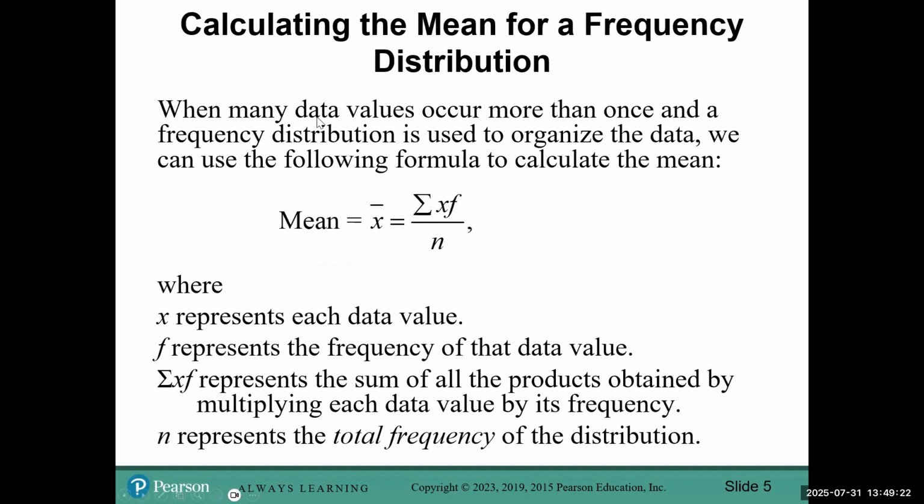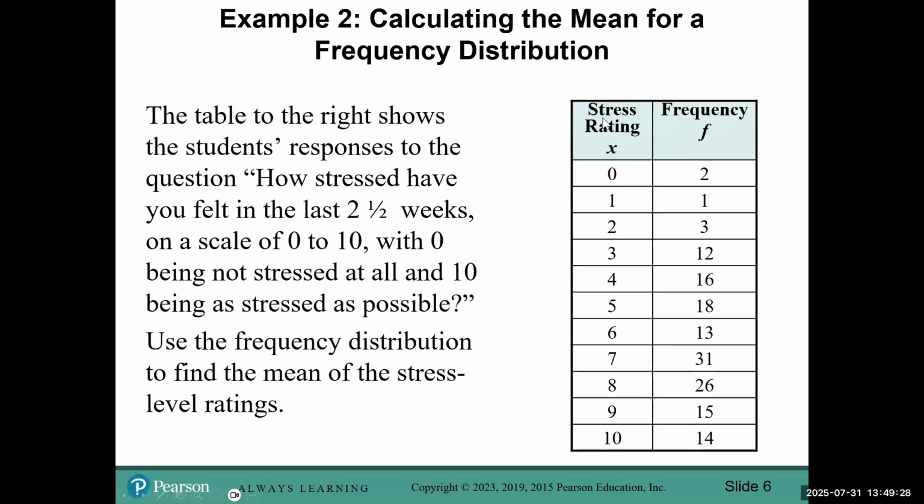Now, sometimes we have what we call a frequency distribution. Let's look at the next slide so you can see an example here. So I have these various stress ratings from 0 to 10. The data that was collected was that students were asked, how would you rate your stress level over the last 2.5 weeks on a scale of 0, no stress, to 10, the highest possible stress. And you can see that these answers range from 0 to 10. So what this tells me is 2 people had a stress level of 0. 1 person had a stress level of 1. 14 people had a stress level of 10, and 31 people had a stress level of 7.